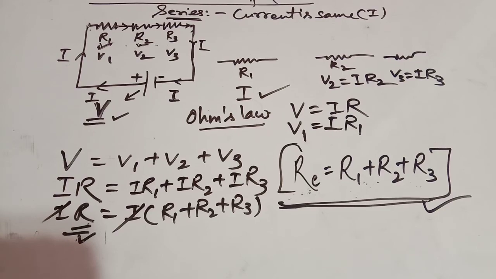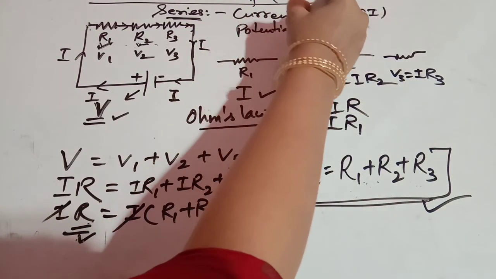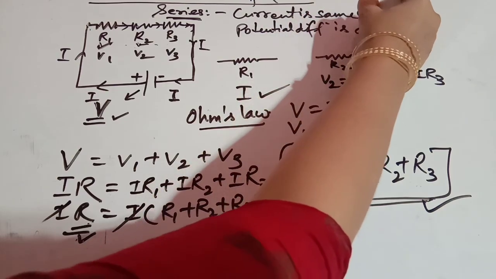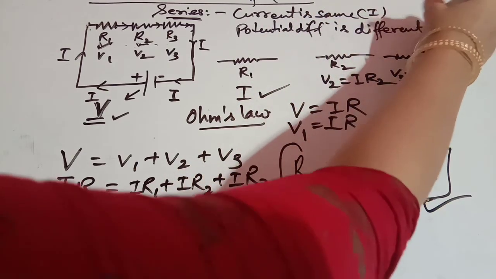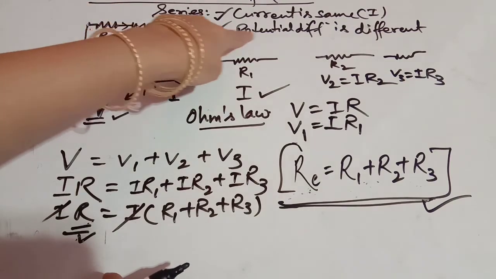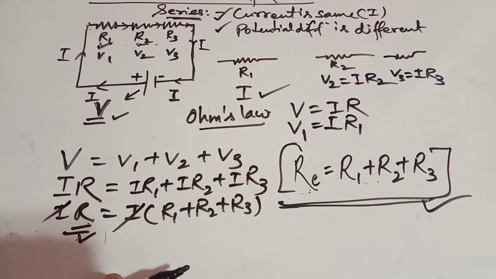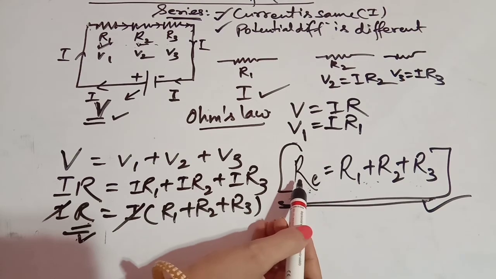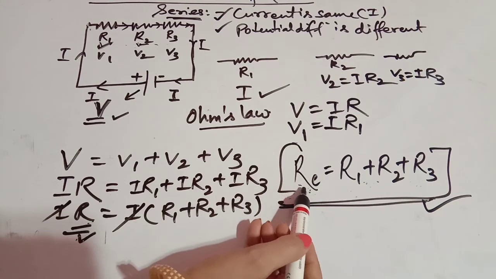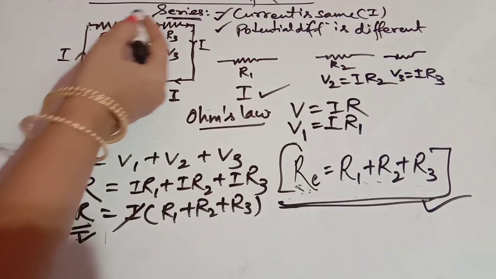Two points are important. The first one is that the current is the same. In the series combination of resistors, the current is the same, but the potential difference is different. So you have to remember these two points: the current I is the same for all three resistors, but the potential difference V is different. It is V1, V2, V3 in series combination, and by Ohm's law we can prove that the equivalent resistance, or total resistance RE, is the sum of all the resistances that are connected in series.